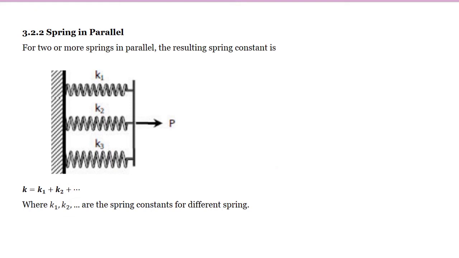Topic 2.2, springs in parallel. For two or more springs in parallel, the resulting spring constant is just the sum of the spring constants, with k1, k2 up to kn are the spring constants for different springs.